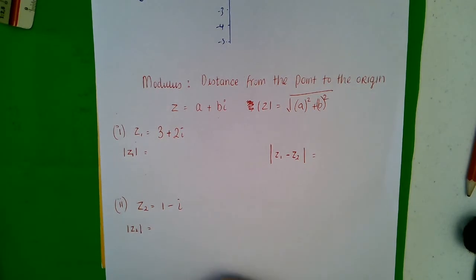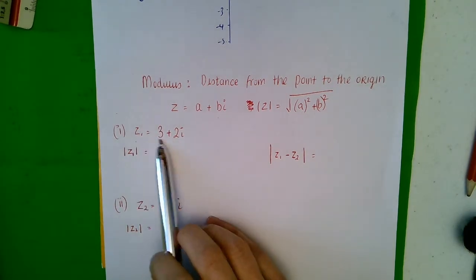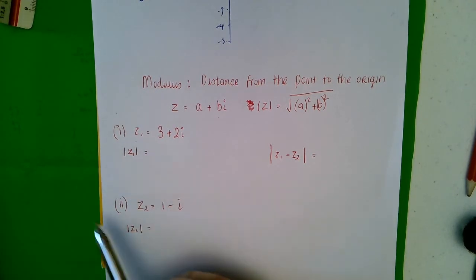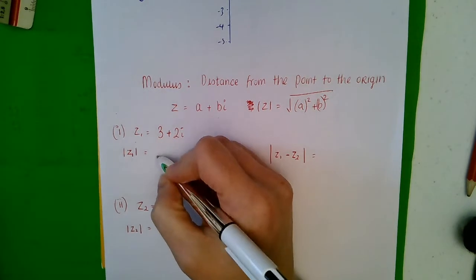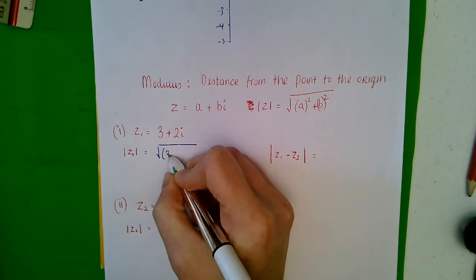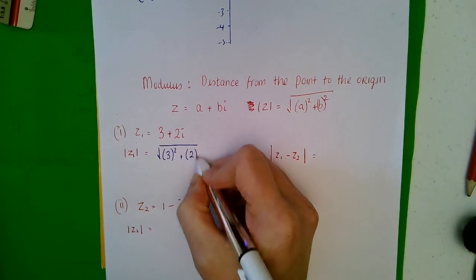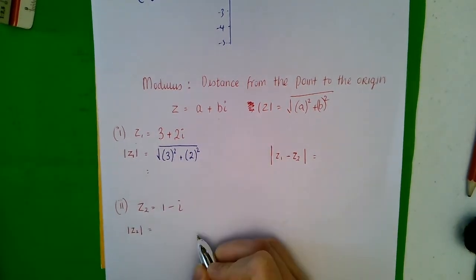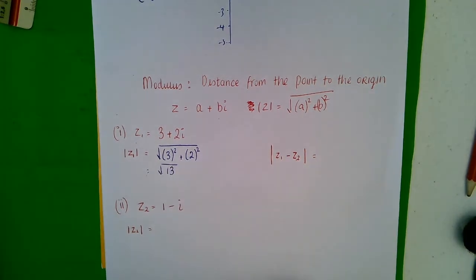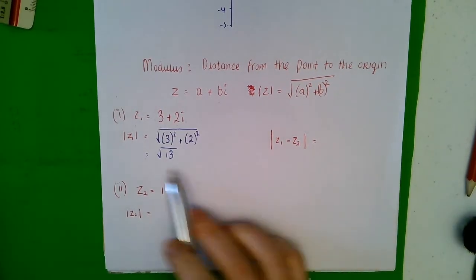Just to do a quick example of this, z1 here is 3 plus 2i, and it asks us to find the modulus of 3 plus 2i, or the modulus of z1. The way that we do it is we just put it straight into a square root. We square the first part, which is 3, and add it to the square of the second part, which is the number in front of the i, which is 2. When we put that into our calculator, we will get root 13. And that's our answer. So the distance between the origin and this 3 plus 2i is root 13.